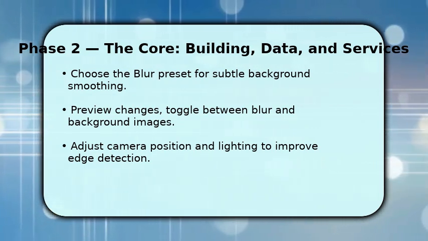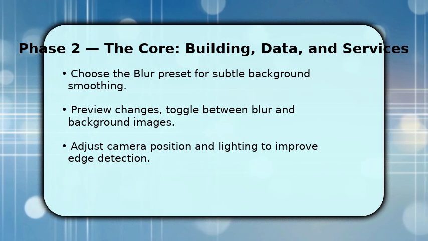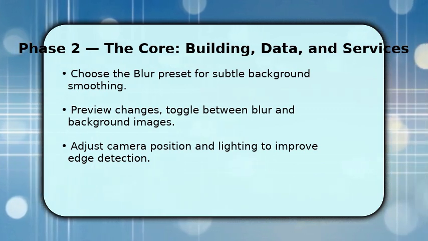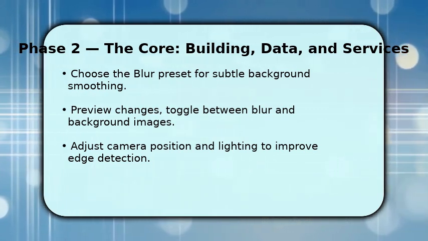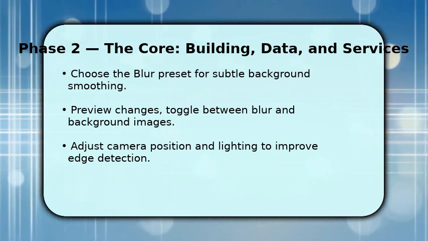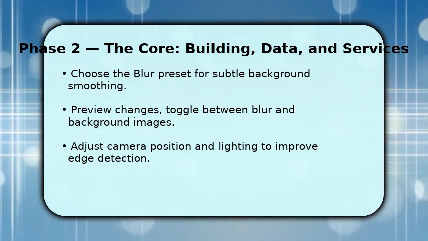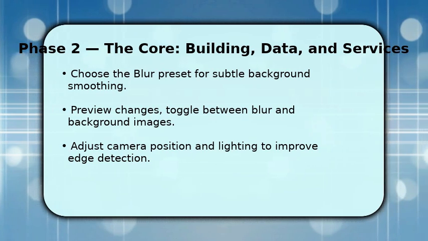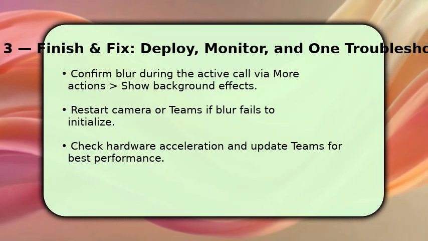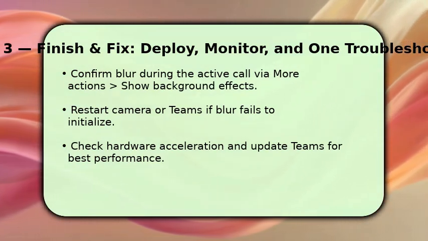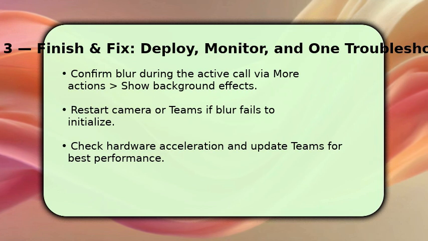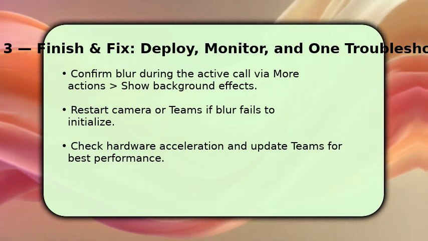Make sure to click Apply or Turn on Video to commit changes, because otherwise the preview won't affect the live stream. If you prefer a stronger effect, repeat and reapply. Teams remembers your last choice for future calls. To finalize, during the meeting open more actions, pick Show Background Effects, then choose Blur and hit Apply. Your blur goes live immediately.